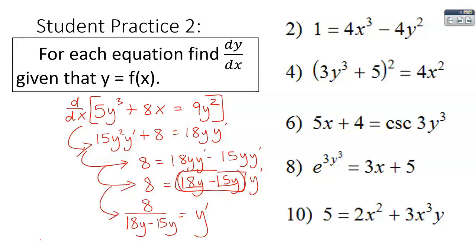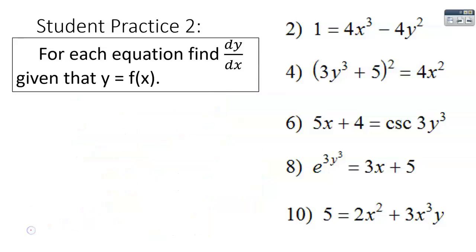Now don't forget, your answer can look like this instead, depending on how you got the y prime by itself. All right, so that's that. Let's move on to some other types of examples here.